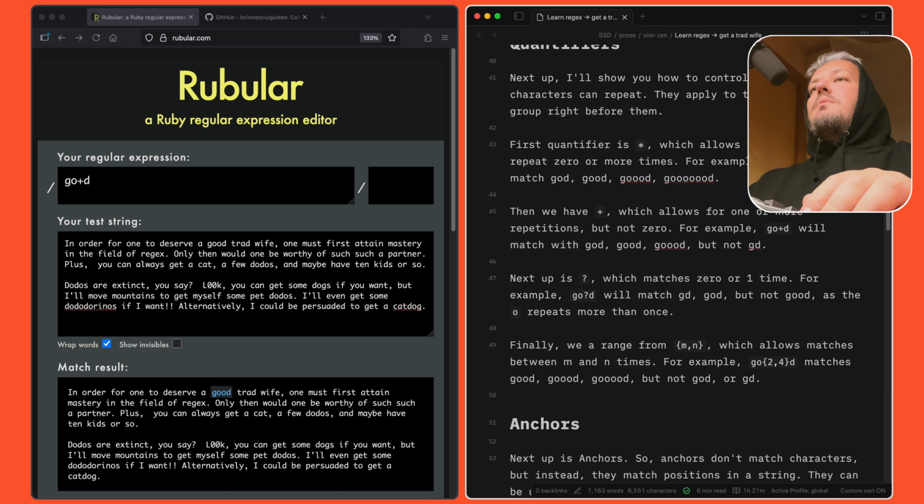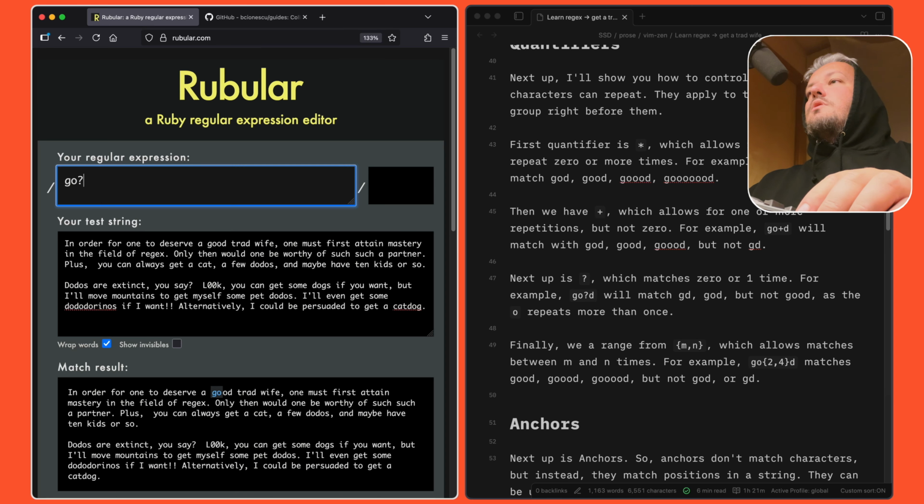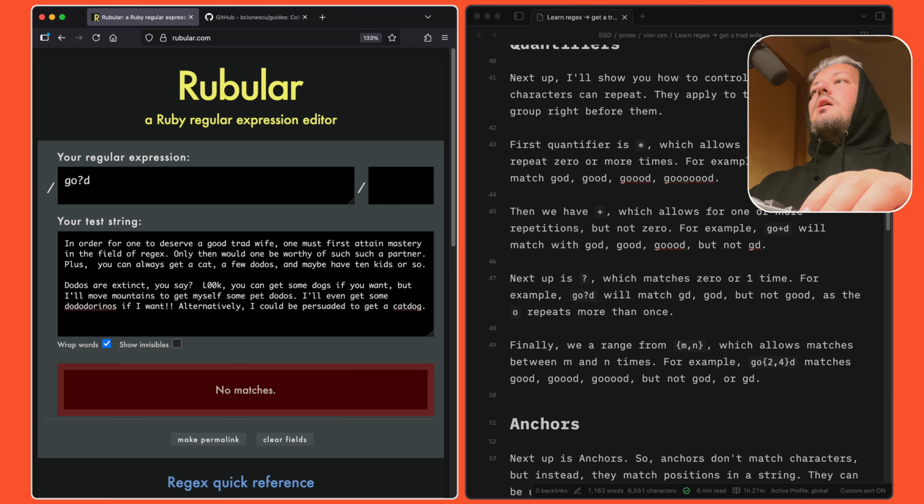Next up is the question mark, which matches 0 or 1 time. So if we do g o question mark d, we have matches for gd and god, but not good, as the O repeats more than once in the case of good.